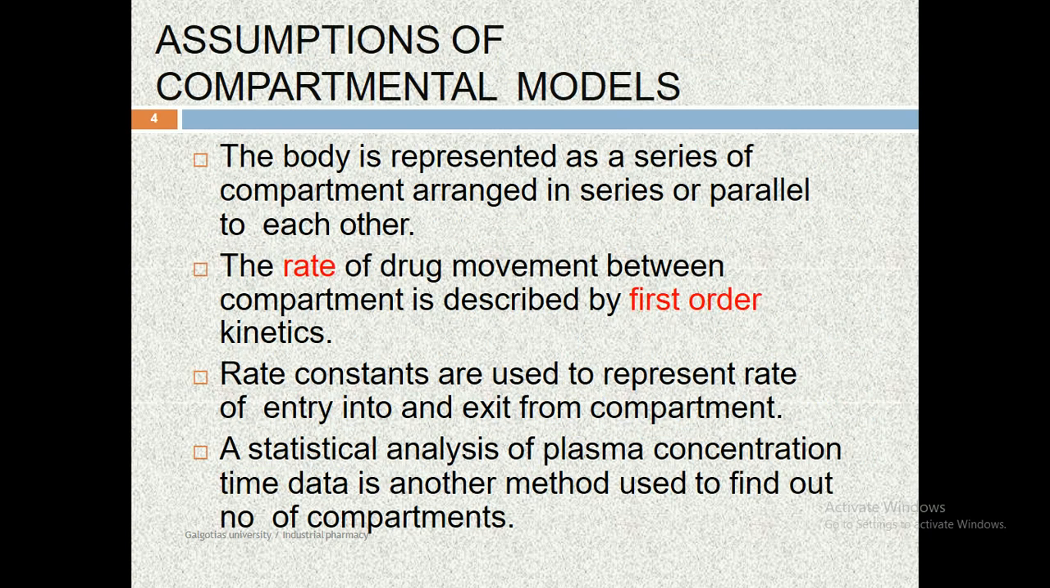Now look at the assumptions of the compartment models. According to the assumptions, the body is represented as a series of compartments arranged in series or parallel to each other. As we know, the rate of drug movement between the compartments is described by first order kinetics. The rate constants are used to represent the rate of entry into and exit from a compartment. A statistical analysis of plasma concentration time data is another method used to find the number of compartments.